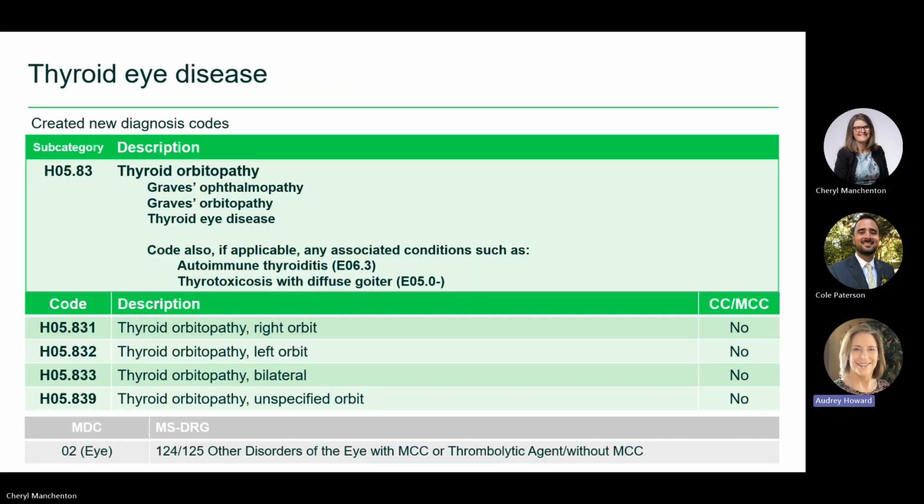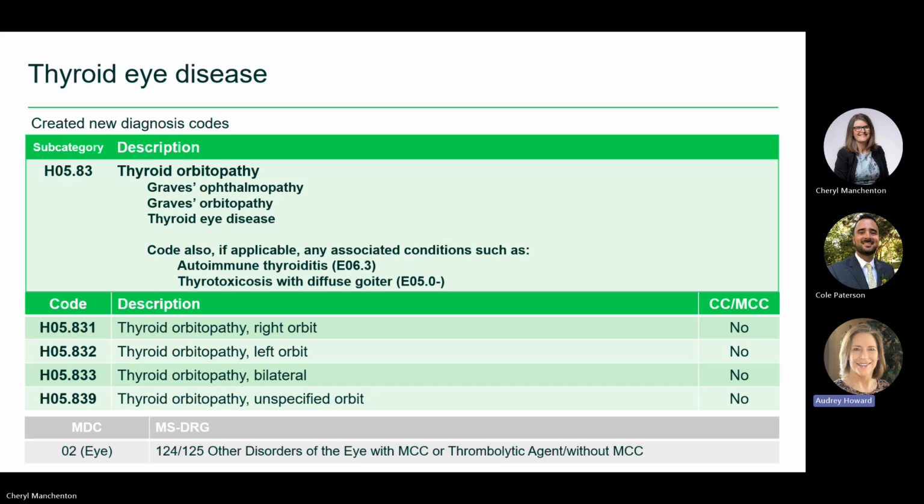Next one is thyroid eye disease, or TED, also known as Graves' orbitopathy. It is a sight-threatening autoimmune disease occurring most commonly in hyperthyroid patients and less frequently in hypothyroid and euthyroid patients. The new codes are included under subcategory H05.83 with a specific code identifying laterality.